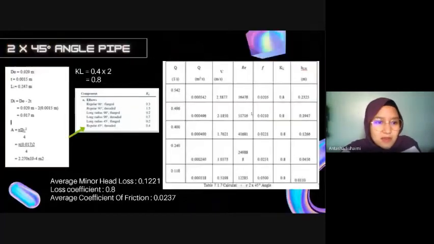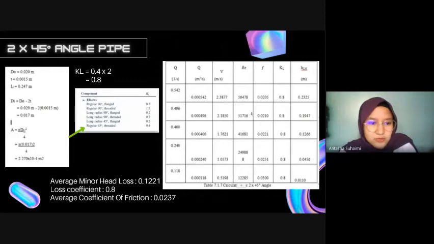Okay, next. For the last pipe, 2 times 45-degree angle pipe, the type of pipe is regular 45-degree threaded. So we have to multiply by 2, we get 0.8. So the average minor head loss equals 0.1221. The loss coefficient is 0.8 and the average coefficient of friction is 0.0237.